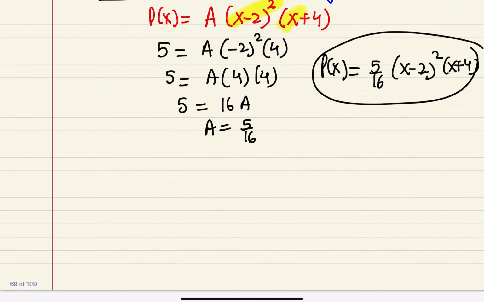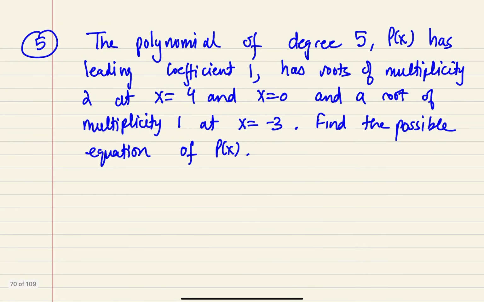Okay, let's see. Next example. The polynomial of degree 5, p of x, has leading coefficient 1 and roots of multiplicity 2 at x equals 4 and x equals 0 and a root of multiplicity 1 at x equals negative 3. Find the possible equation of p of x. We're not given any other conditions. There's nothing about the y-intercept or about this polynomial passing through a certain point. We're not given any information like that.